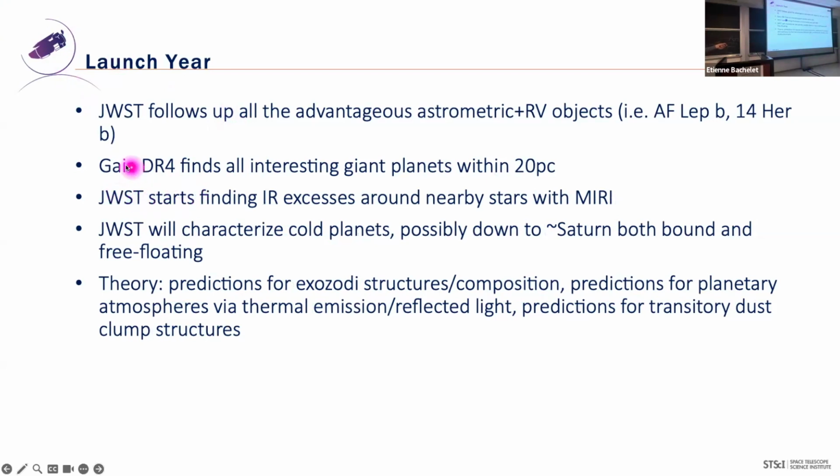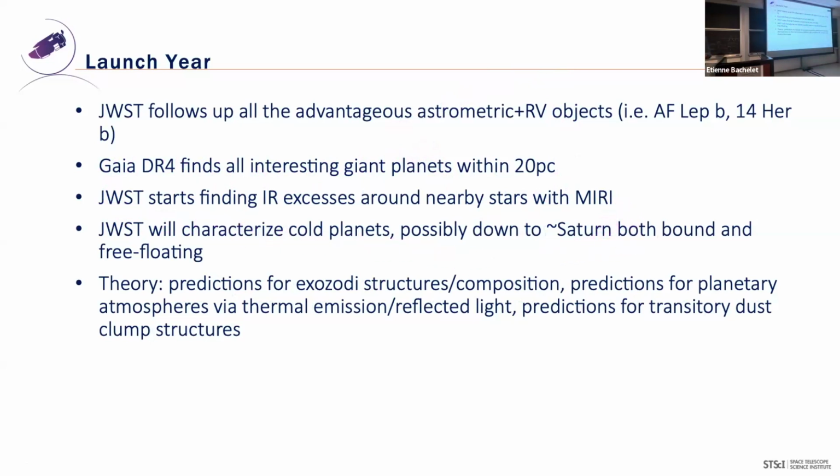And of course, Gaia will release its 4th data release pretty soon, and certainly before launch. And that's when they'll start publishing astrometric orbits of nearby planets around stars. So perhaps within 20 parsecs or so, there'll be some interesting giant planets that we want to follow up in reflected light.